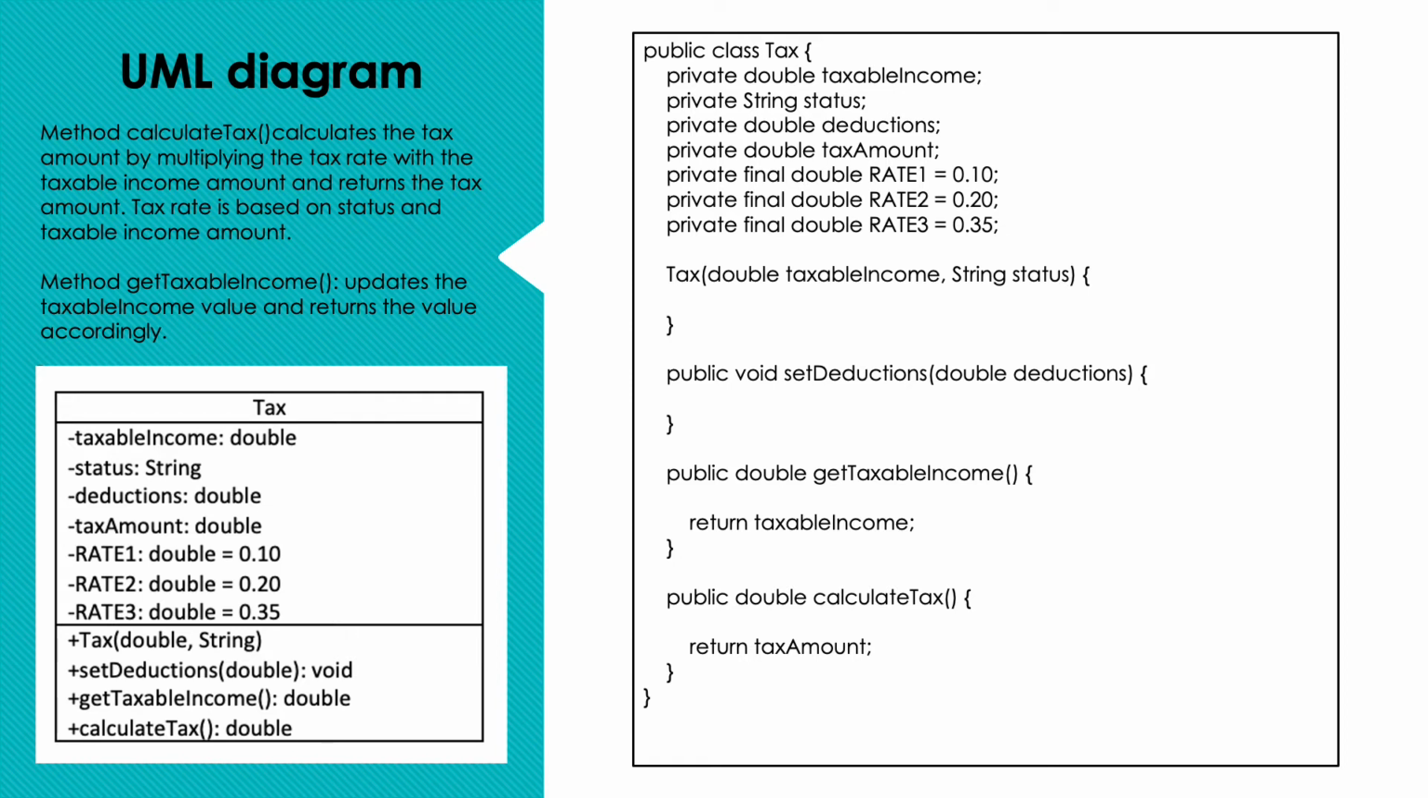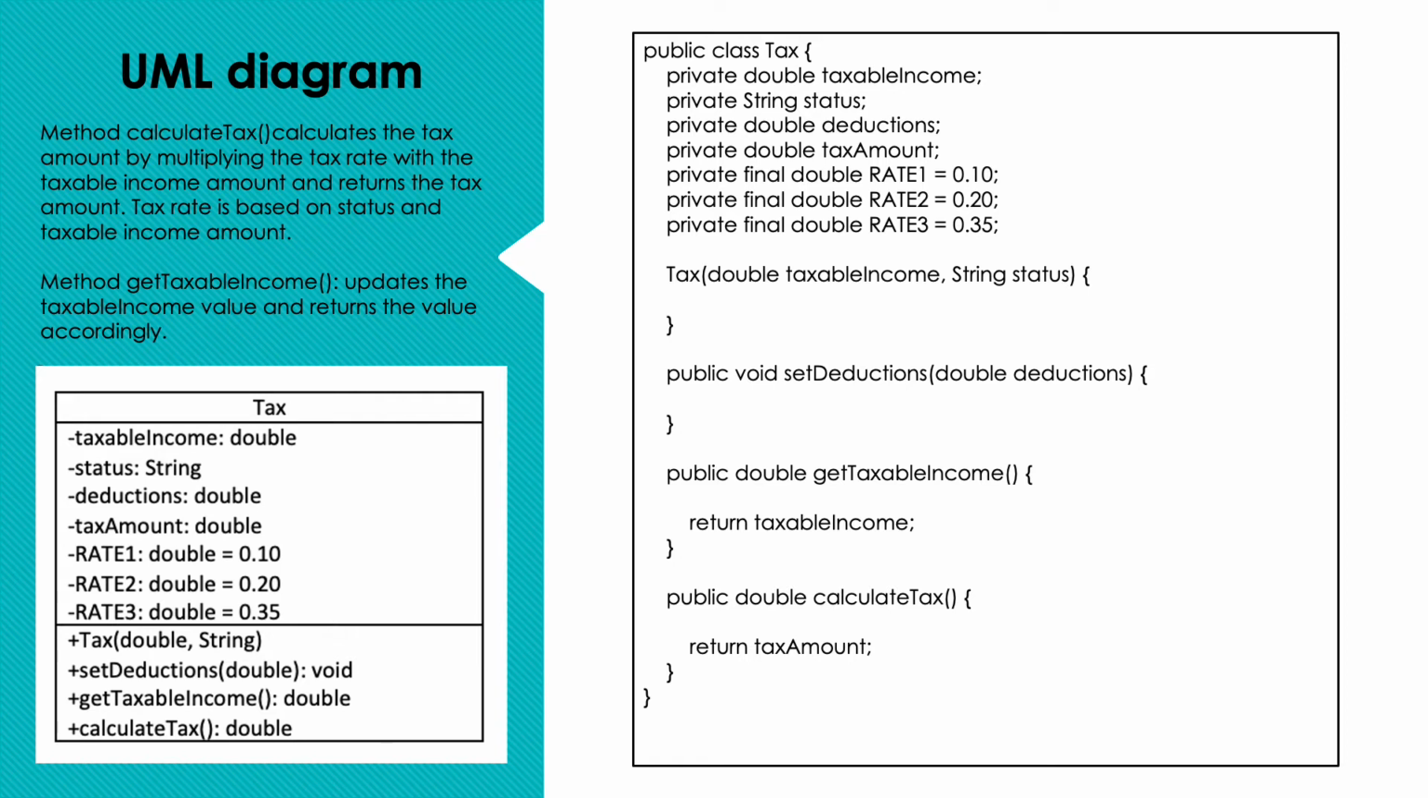Moving on to the third method, which is getTaxableIncome, and then it should return a double. So we can write it as public double getTaxableIncome. And we know that it should return something. So it can be return taxableIncome, because we have a variable called private double taxableIncome. Then the last method that we have is called calculateTax, and it should return a double. So we can write it as public double calculateTax, return taxAmount, for example.